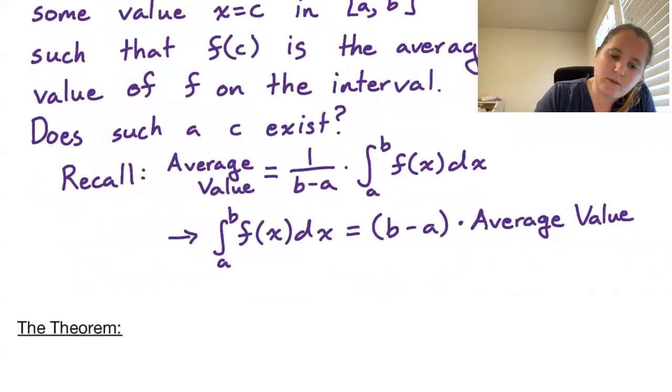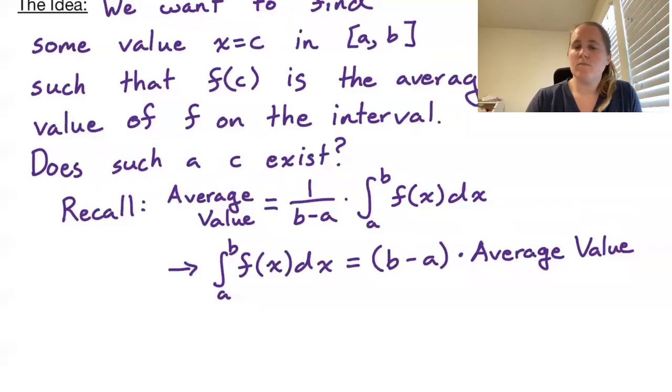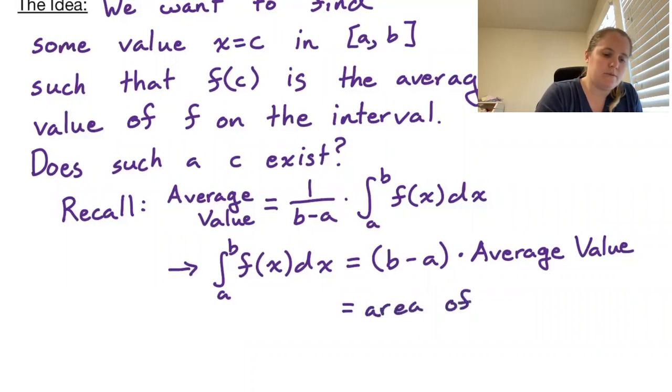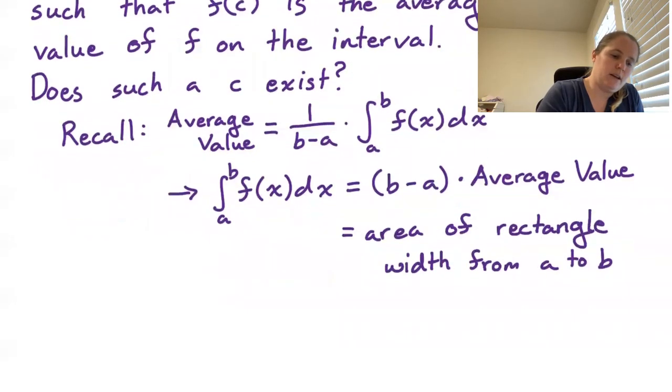So I'm going to give myself some more space. So again, this is basically the area of the rectangle with the width from A to B and height, the average value.